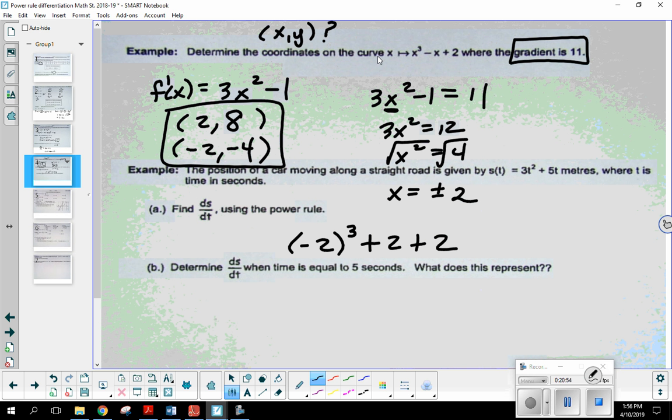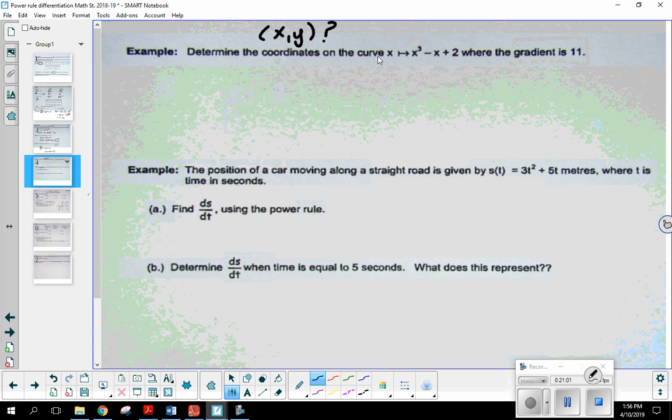Okay. Last problem. Okay, so we already read it. So let's go ahead and find the derivative using the power rule. That'll take care of A pretty easy. Who have I not talked to today? How about Araya? What's the derivative, or first principle, okay, of 3t squared plus 5t? 6t plus 5. Perfect.